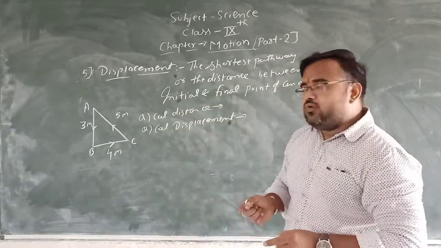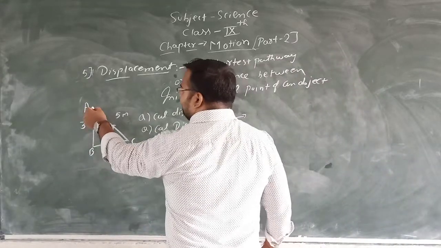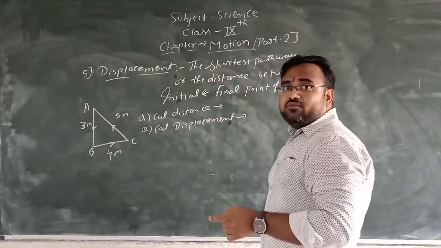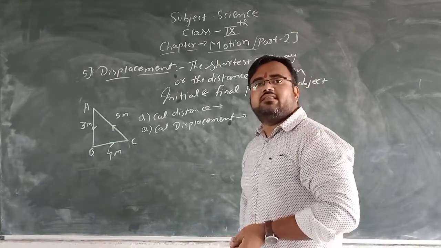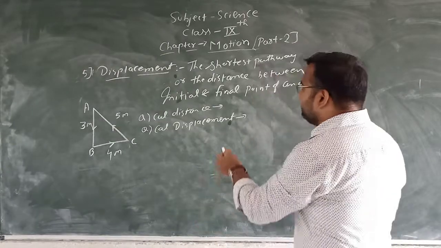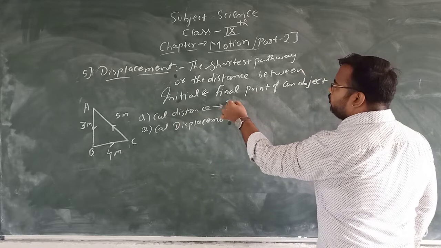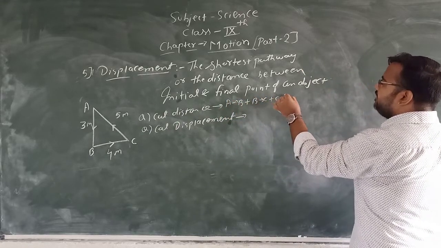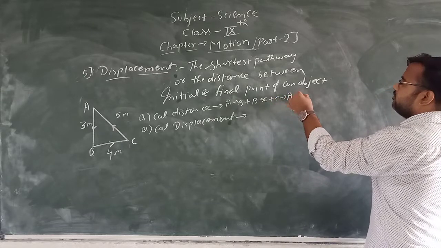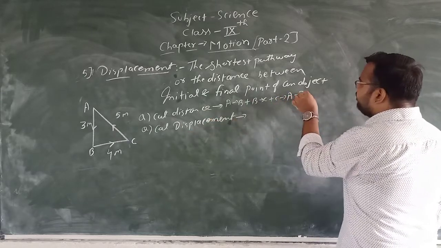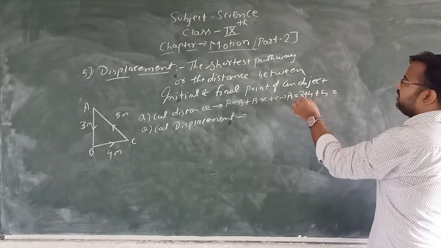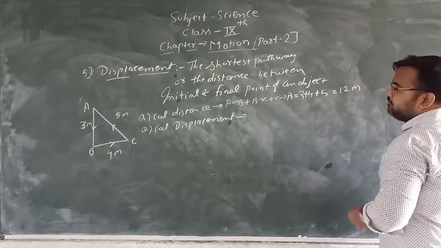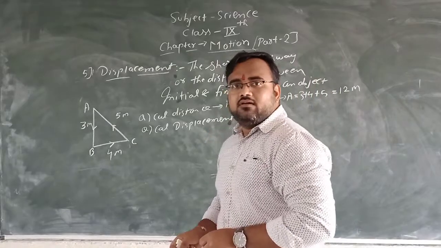So the distance would be the object traveling from A to B, B to C, and C to A. Why? Because what is the definition of distance? Distance is the total pathway covered by an object. So it would be 3 plus 4 plus 5. 3 plus 4 is 7, 7 plus 5 is 12 meters. But what about displacement?